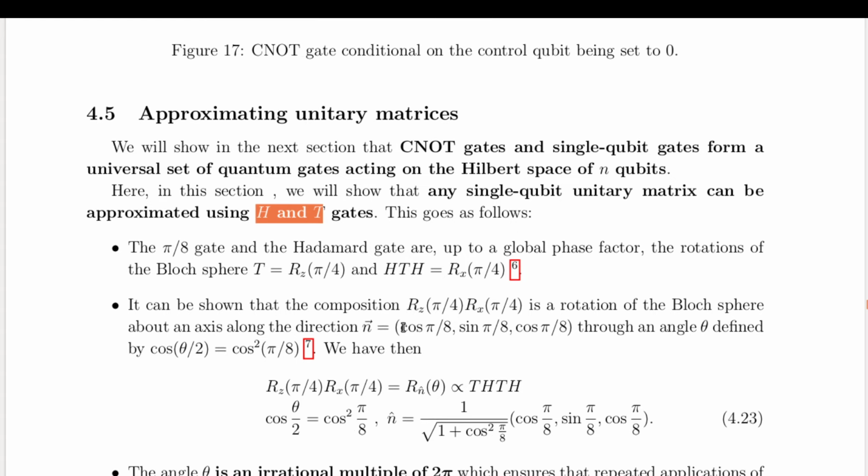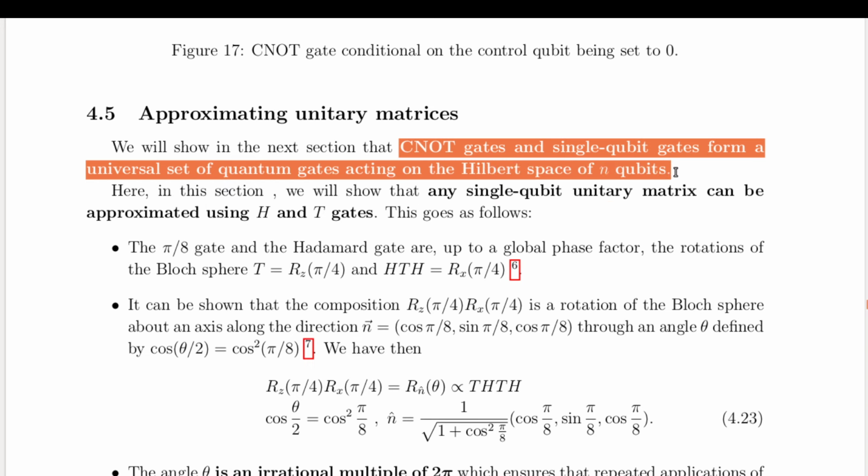This concept is not just theoretical, it's a cornerstone of quantum gate universality. Let's unpack the details step by step. Before we begin, it's essential to understand the power of universality in quantum computing. We'll show in the next section that CNOT gates combined with single-qubit gates form a universal set of quantum gates for any number of qubits.